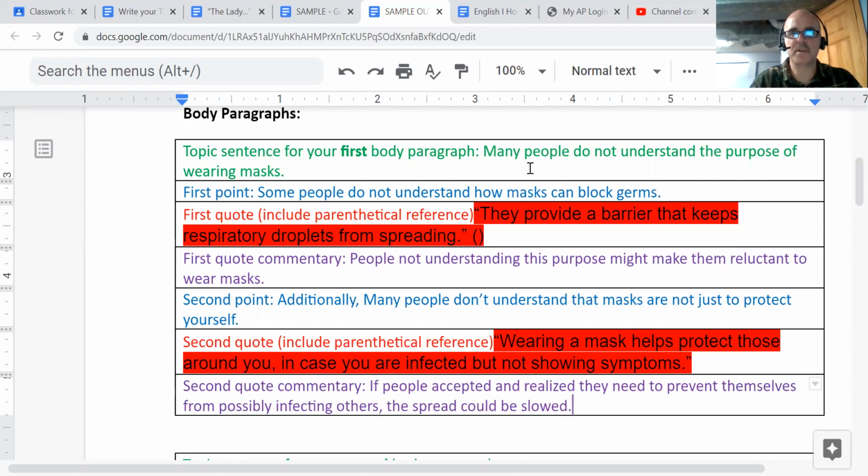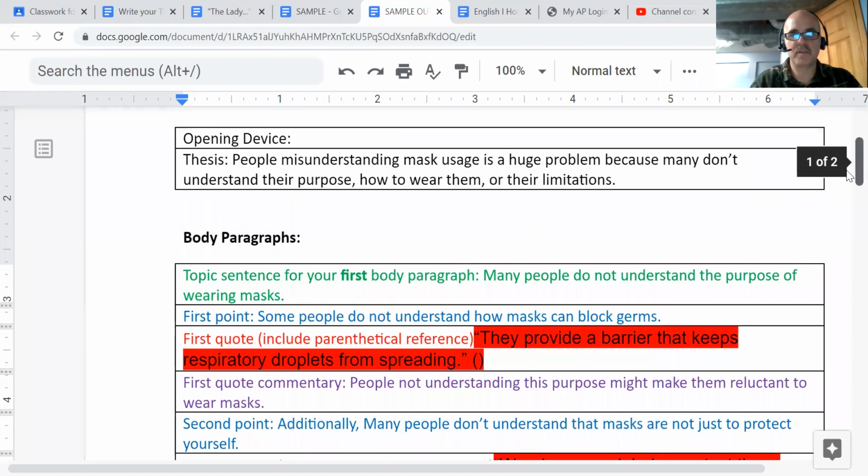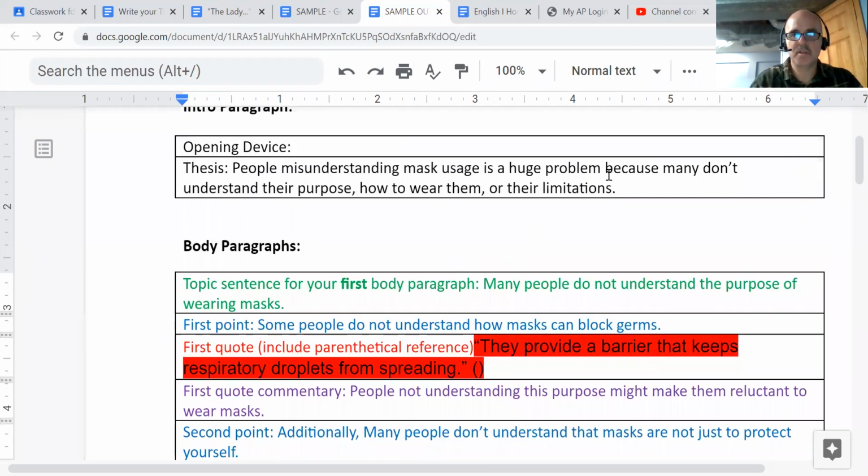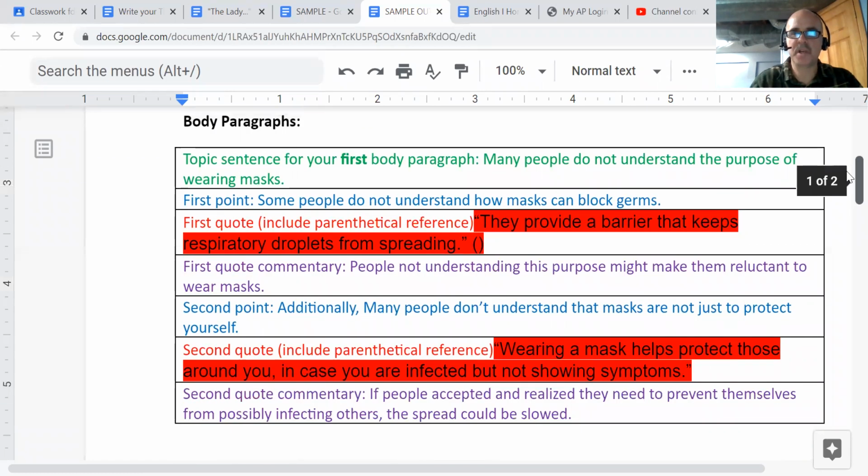So we got our body paragraph here, right? This whole body paragraph is proving the first of 3 supporting points in your thesis, right? And many don't understand their purpose. Many people do not understand the purpose of wearing masks as your overall topic sentence. I've introduced my first quote. Some people do not understand how masks can block germs. And we have that there.